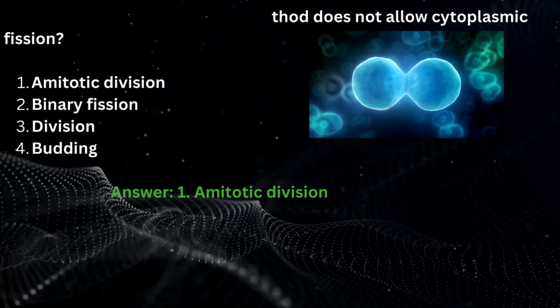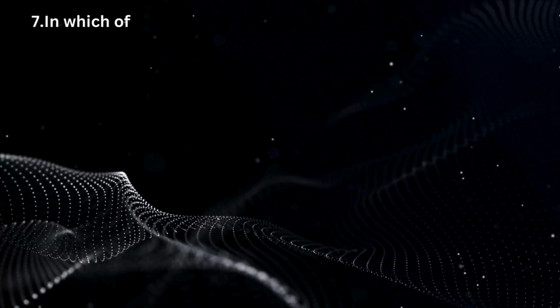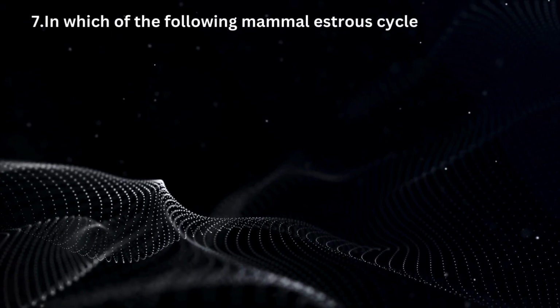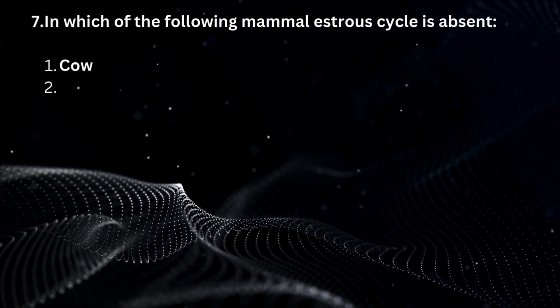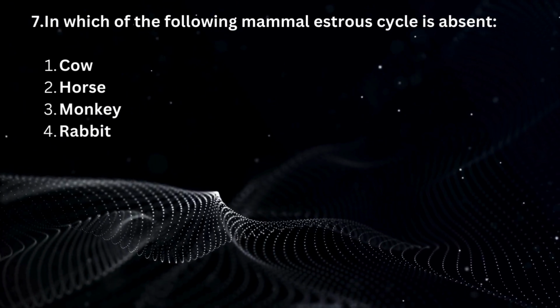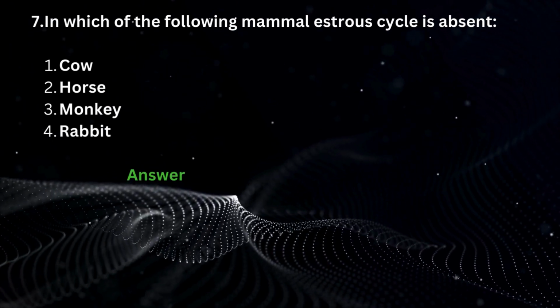Amitotic division. Question number 7, in which of the following mammals is the estrus cycle absent? 1. Cow. 2. Horse. 3. Monkey. 4. Rabbit. The answer is 3.